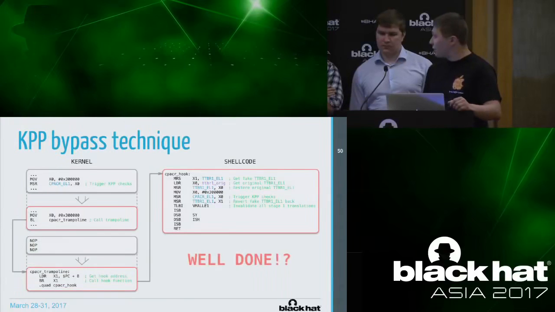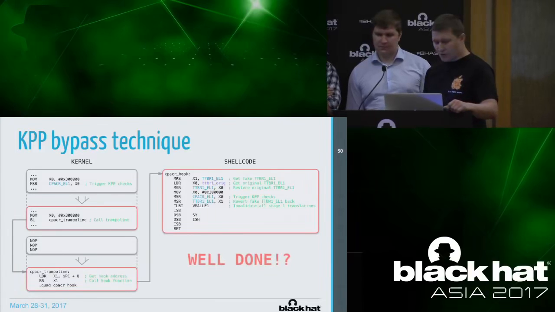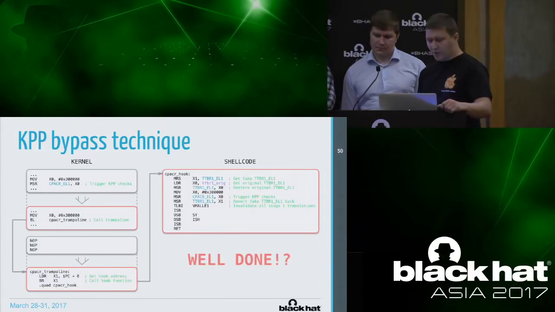As I mentioned above, the CPACR access triggers kernel patch protection checks. But let's replace it with a branch with link instruction to some CPACR trampoline, which we place somewhere in the kernel, like replacing the knobs. And this trampoline actually jumps to the shellcode. Let's call it CPACR hook.